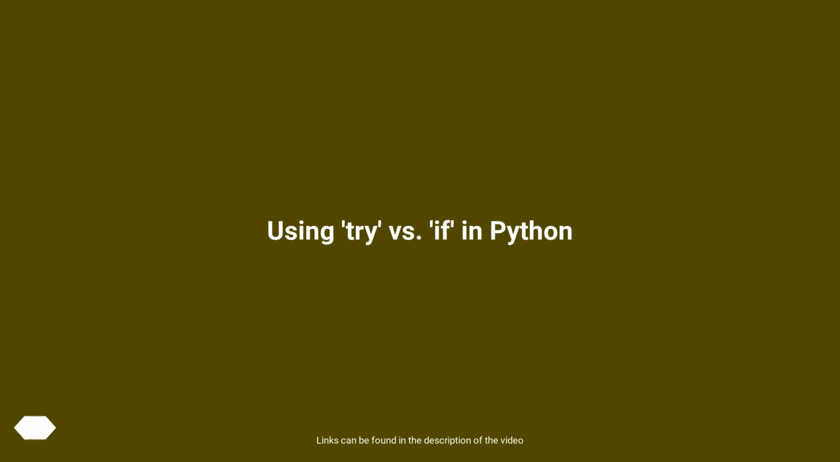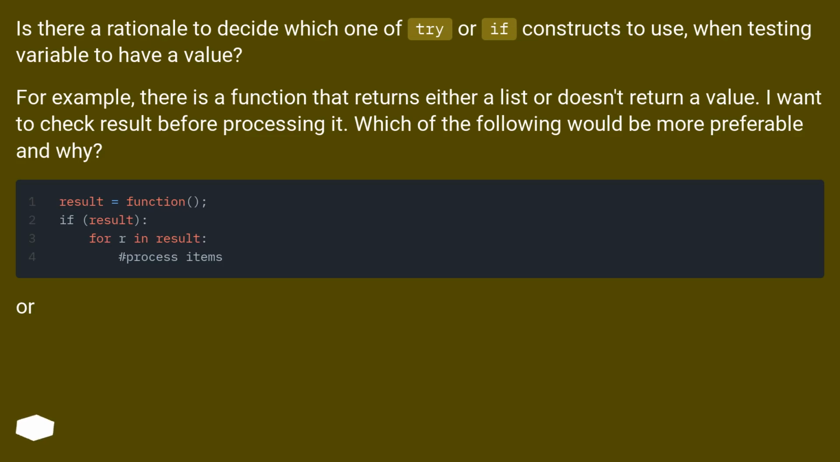Using try versus if in Python. Is there a rationale to decide which one of try or if constructs to use when testing a variable to have a value? For example, there is a function that returns either a list or doesn't return a value. I want to check the result before processing it. Which of the following would be more preferable and why?